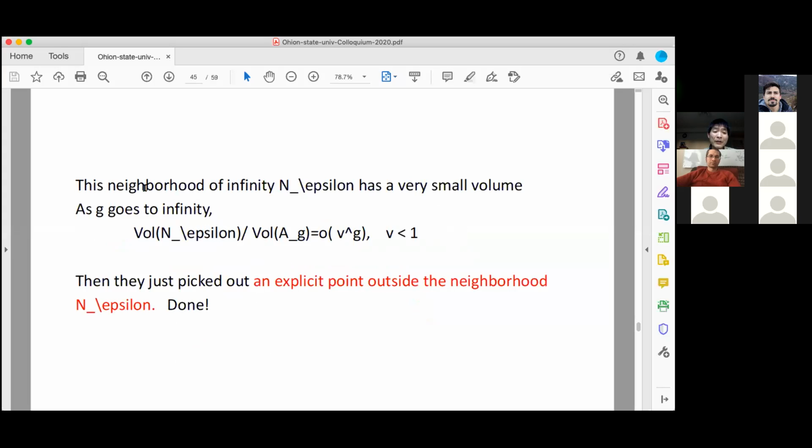Actually, they do a computation. This small neighborhood has a very small volume. As g goes to infinity, the volume of this small neighborhood over the total volume of this locally symmetric space is of exponential decay. One important point is that their neighborhood is very explicit. So how do they find an abelian variety which is not a Jacobian? They just pick an explicit point outside this neighborhood, so it's done. So this geometric perspective is very helpful; it allows you to pick an explicit abelian variety which is not a Jacobian.